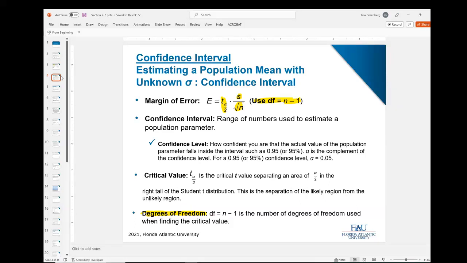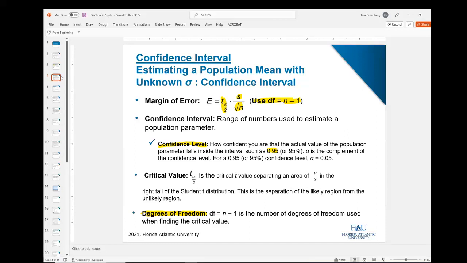And we're going to say that with some confidence, so this is our confidence level. Here we're talking about a 95% confidence level. With some confidence level, we're going to say we have 95% confidence that our population mean is somewhere in this interval. That's basically what that's going to mean.